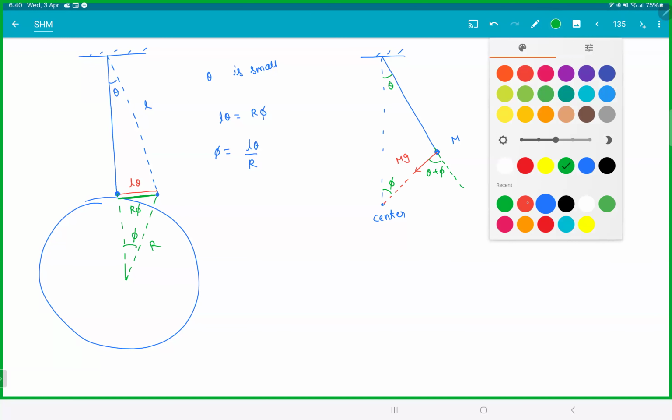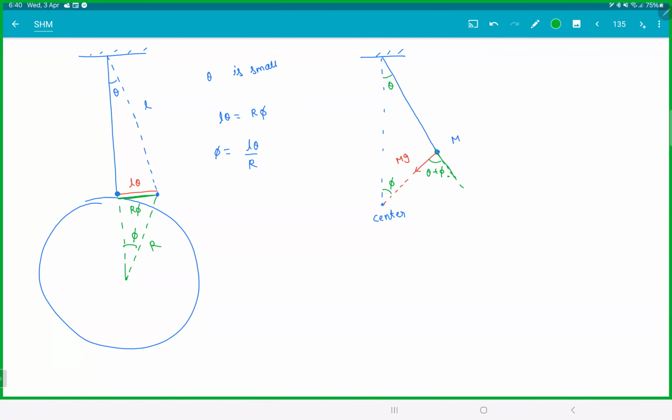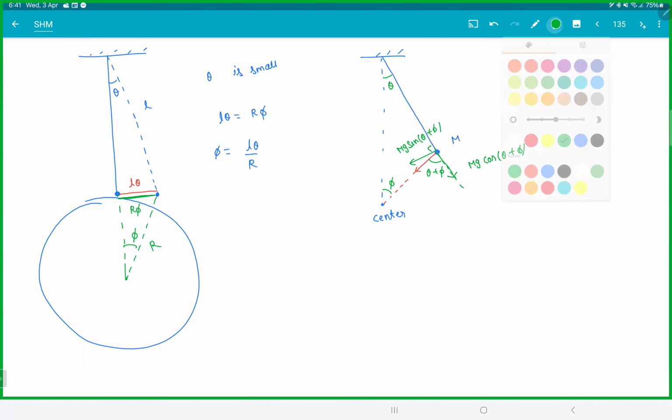So if you take the components here, this would be mg cos(theta plus phi). And this perpendicular component will be mg sin(theta plus phi). So restoring force is not mg sin theta. It is mg sin(theta plus phi). Then the story is the same.